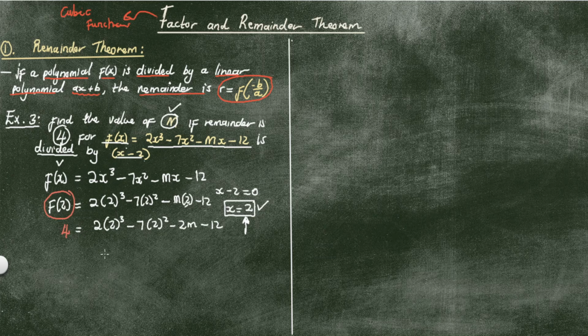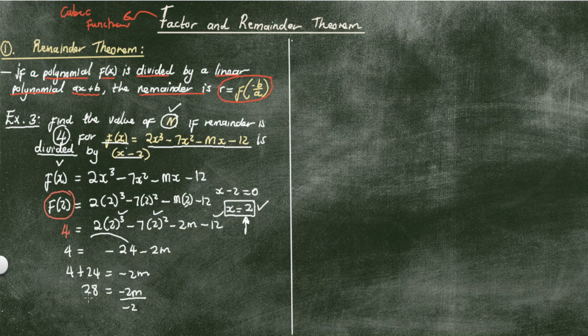M. Okay, so it's going to be 4 equal to, combining like terms, 2 cubed minus 7 times 2 squared minus 12. I'm getting minus 24 minus 2m. We transpose, and it is going to be 28 minus 2m.